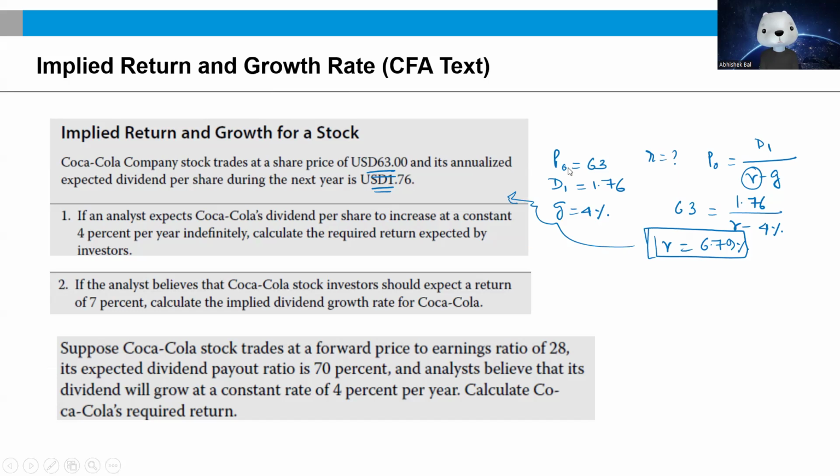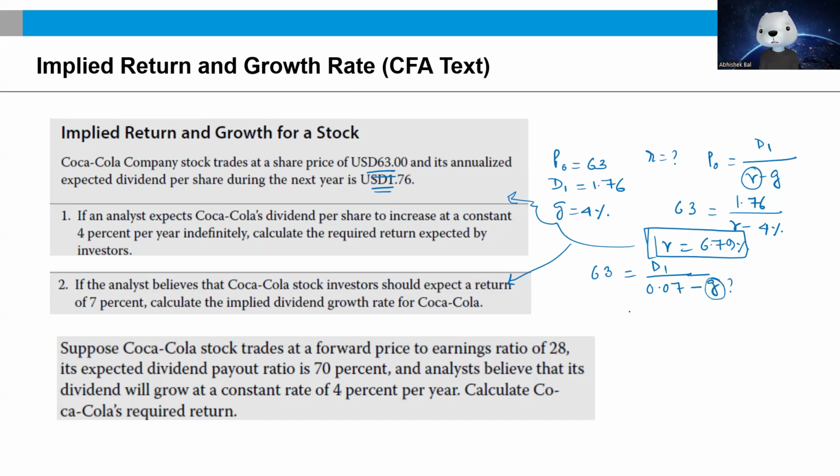Now, the next problem asks, if the analyst believes that the Coca-Cola investor should expect a return of 7%, calculate the implied dividend growth rate for Coca-Cola. So all that is being said is, instead of R being 6.79, we have to put in this figure as 7%, and we have to glean out the G from here.